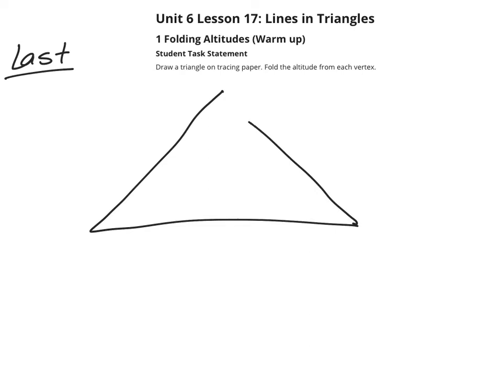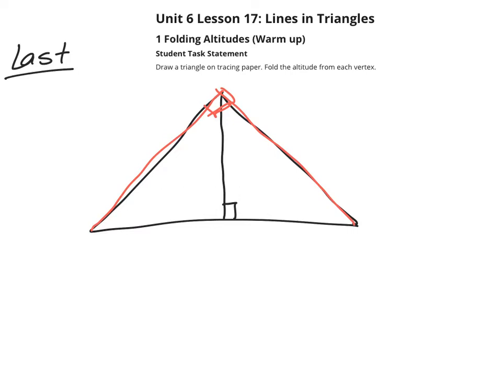First little warm-up says folding altitude. Draw a triangle on tracing paper and fold the altitude from each vertex. Well, we can't do that, obviously. So I just want to remind you, the altitude is a line drawn from the vertex to the opposite side at a right angle. This one looks pretty close to a right angle. Okay, so not the best triangle, but that is what an altitude is.